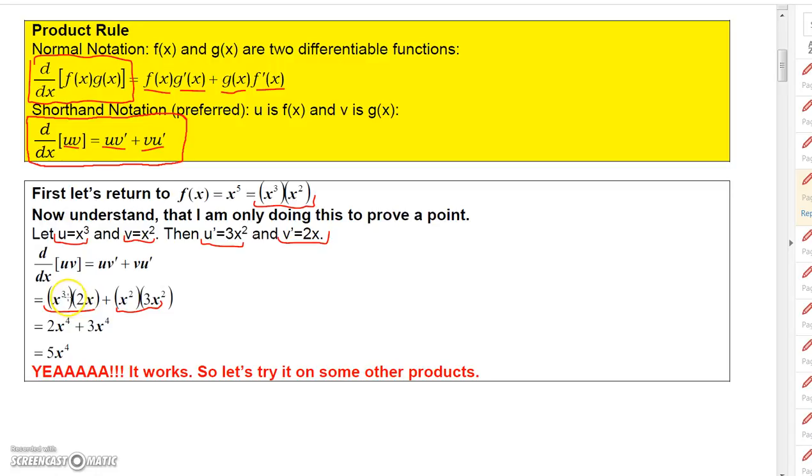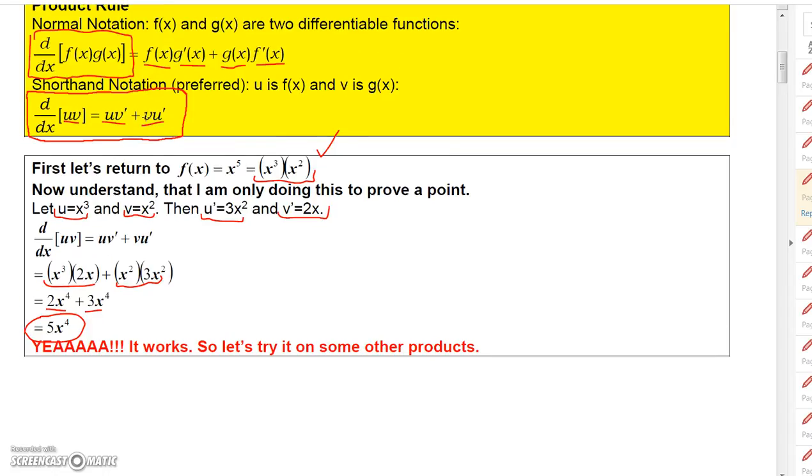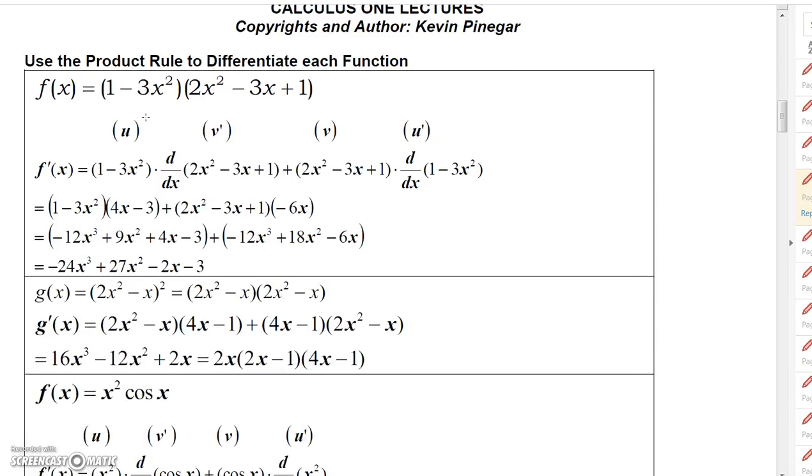And then x cubed times 2x is 2x to the fourth, and x squared times 3x squared is 3x to the fourth. And when I add it together, aha, I got what I know is the right answer. The derivative of x cubed times x squared is actually 5x to the fourth. Now obviously you wouldn't want to try this on this product because it's easier just to write it as x to the fifth. But I just used this as an example to show you. Let's use it on some other products where you would be more likely to use the product rule.